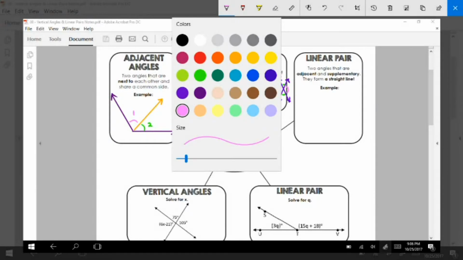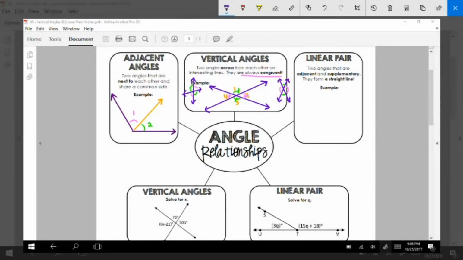And now last but not least, we've got the linear pair. And that's going to be two angles that are adjacent. Oh my goodness, we're using a word that we learned already. They are adjacent and supplementary. They form a straight line.